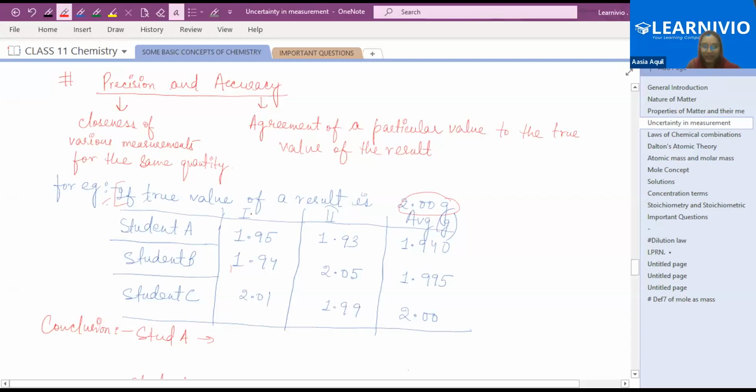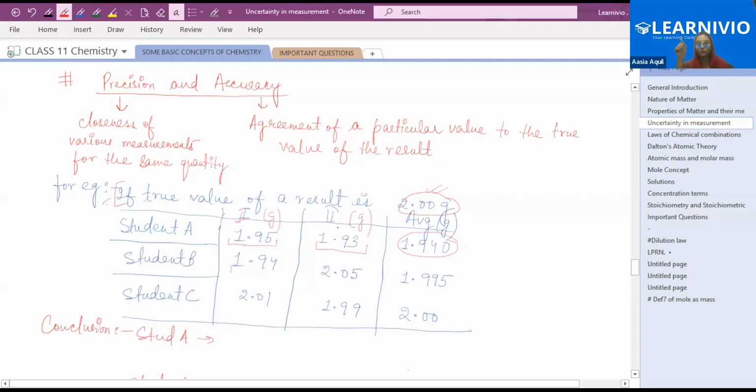So a student's observations are: the first reading is 1.95, in gram, and the second reading is 1.93. Now you can see there is some closeness in these two readings. 1.95 and 1.93 are very close to each other, right? And when you take the average, you will get 1.940, which is not accurate to 2 gram, which is not equal to the true value, right?